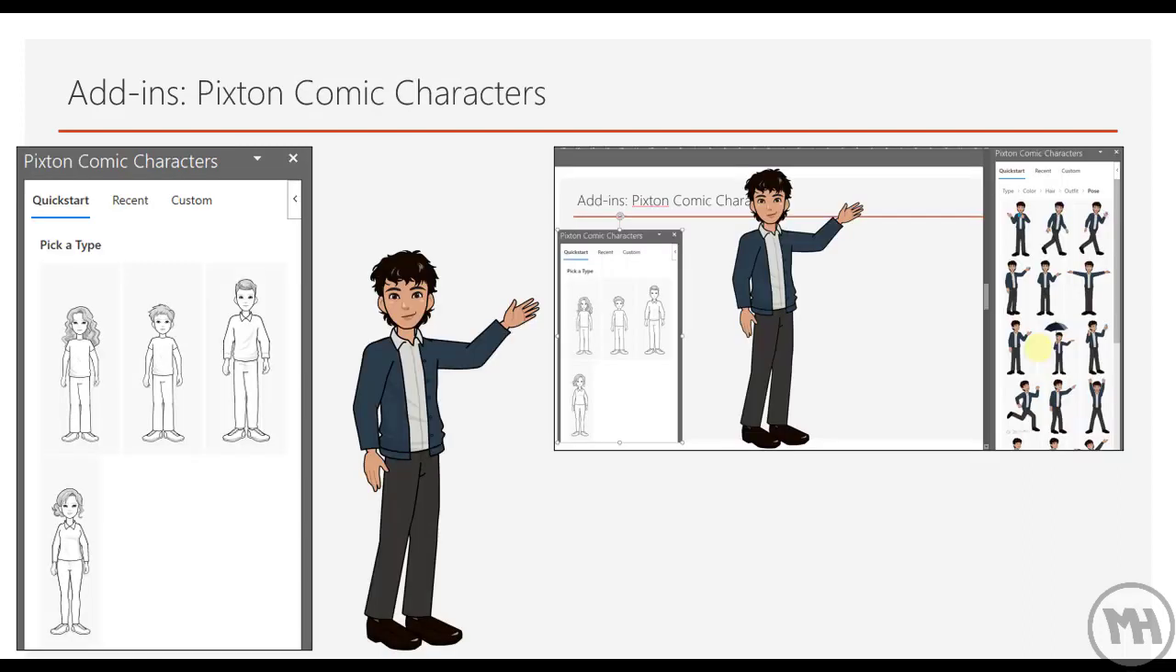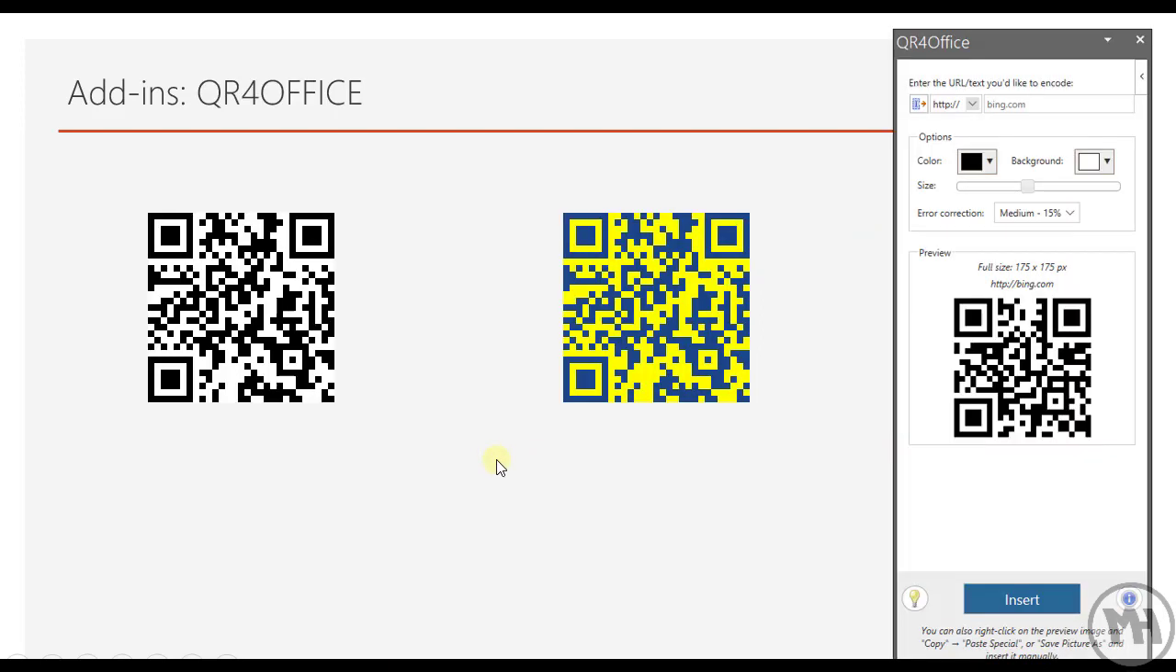This is a really nice add-in. It's called Pixton Comic Characters, and again you'll see you can have a sidebar that opens up on the side of your slide. You can choose the type of character you'd like, and it's like creating an avatar basically, and you can then create this avatar, all kinds of hairstyles and clothes, poses. It's a lot of fun, and yeah, let's go. I'll show you that in a minute.